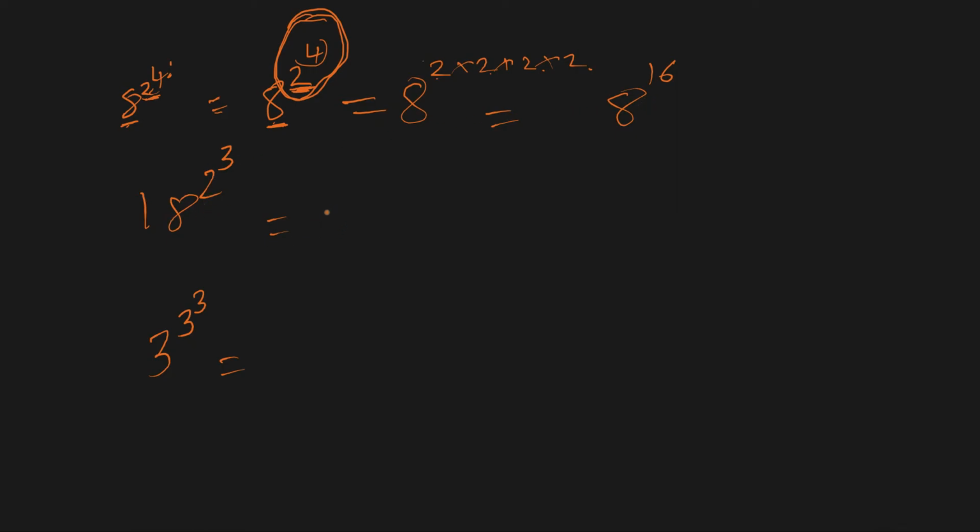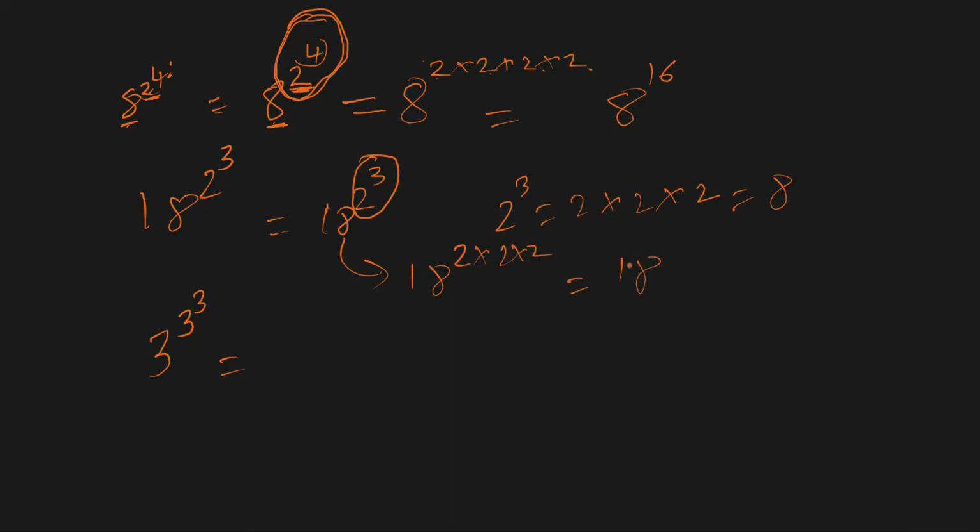Okay, let's look at this. Now we have 18 to the power of 2 to the power of 3. We'll solve this first. So to the power of 3 means 2 times 2 times 2, which is 8. So this would be 18 raised to 2 times 2 times 2, which is 18 to the power of 8.